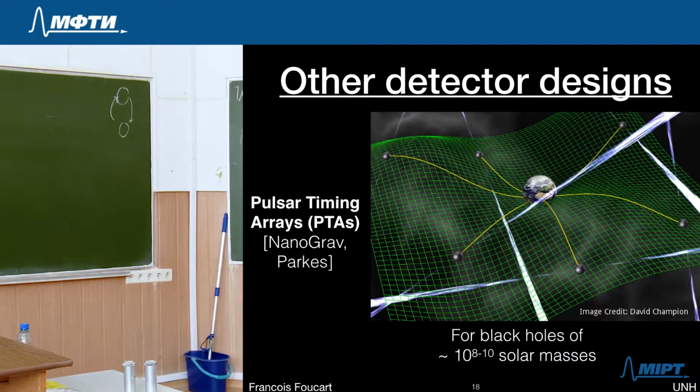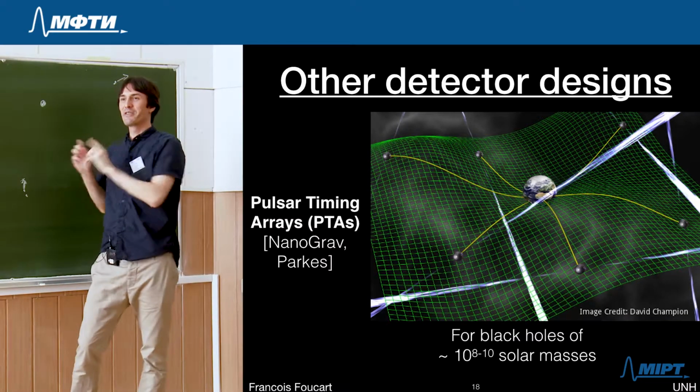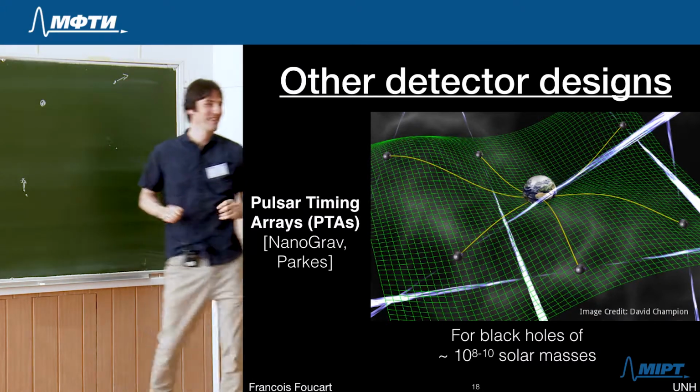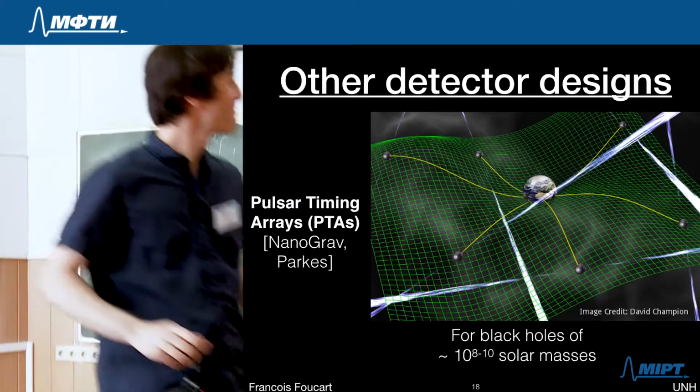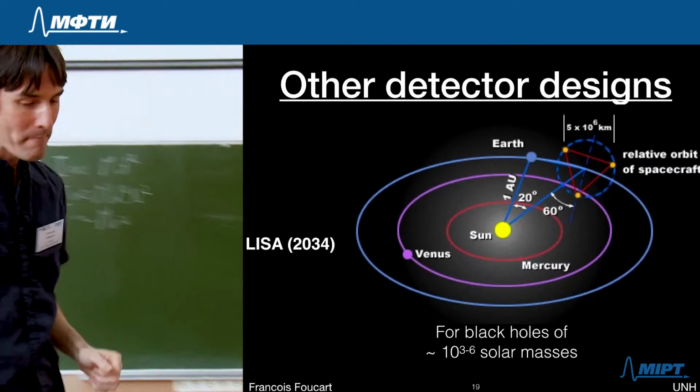Using the neutron stars as the detector, the black holes are the source. That's a very good question.